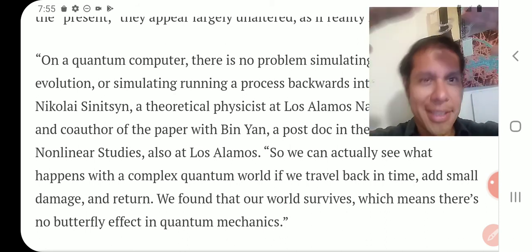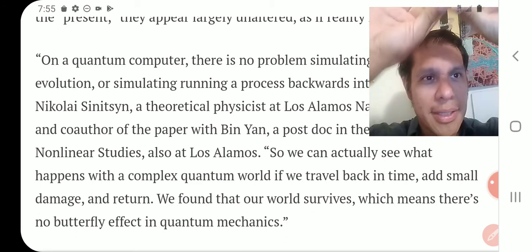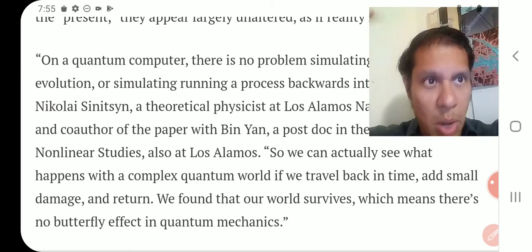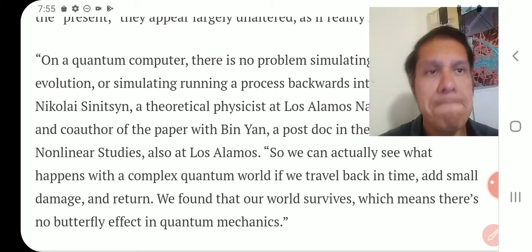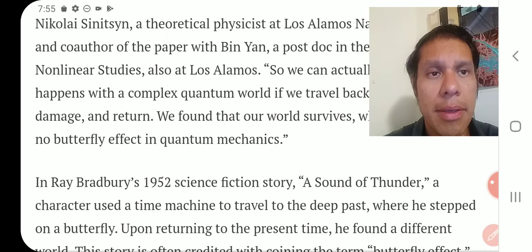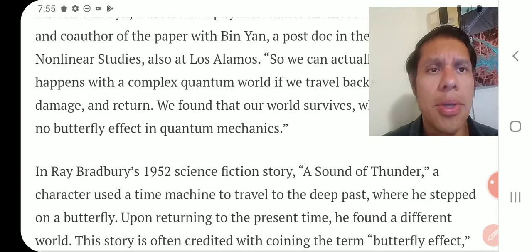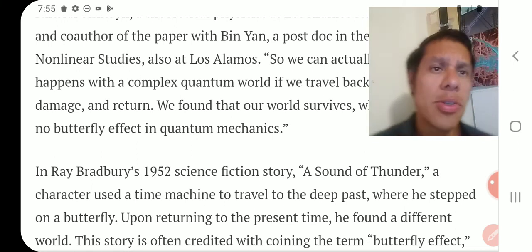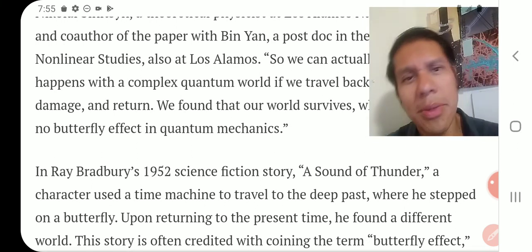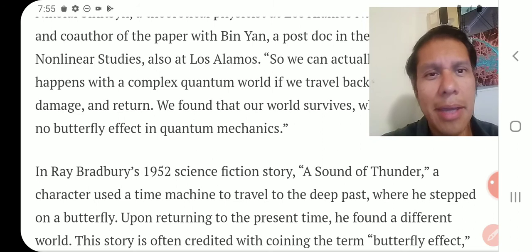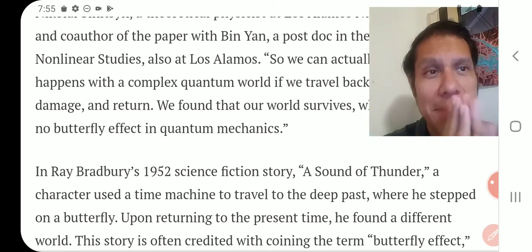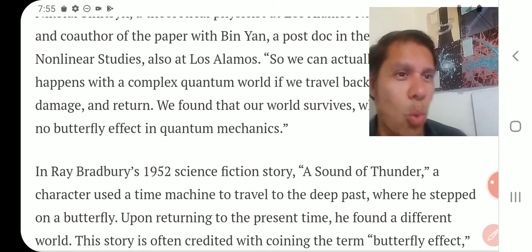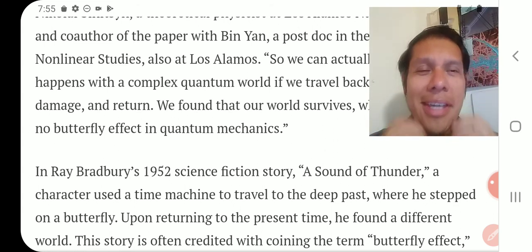Nothing like looking at the diagram that was presented right at the beginning, right? That explains it more clearly. Okay, so in Ray Bradbury's 1952 science fiction story, A Sound of Thunder... Okay, well, I would like to omit this paragraph, but basically it talks about where that word butterfly effect comes into place.